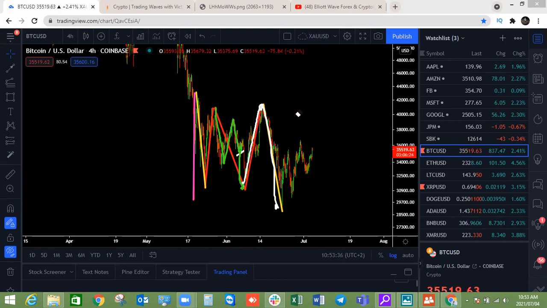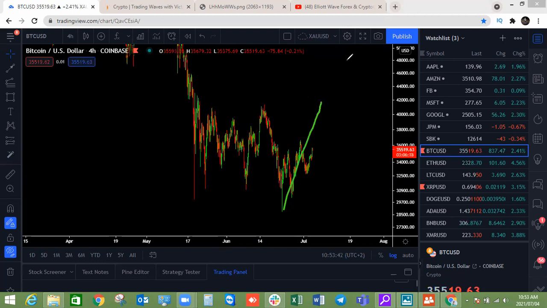Now we are here on the purple upside. I'm going to clear everything. We are here now on the purple. I was still going to get to that 44. It is still likely that we get to around 44, but this could be playing out as a leading diagonal.